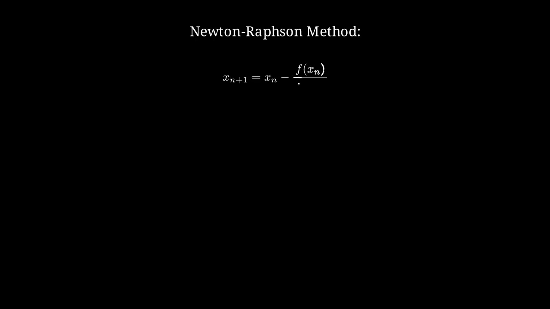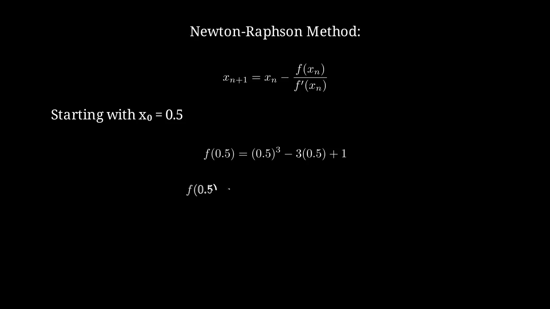Now let's apply the Newton-Raphson method to approximate this root. The Newton-Raphson formula is x_{n+1} = x_n − f(x_n)/f'(x_n). We start with initial guess x0 = 0.5. First, calculate f(0.5). This equals 0.125 − 1.5 + 1, which equals −0.375.